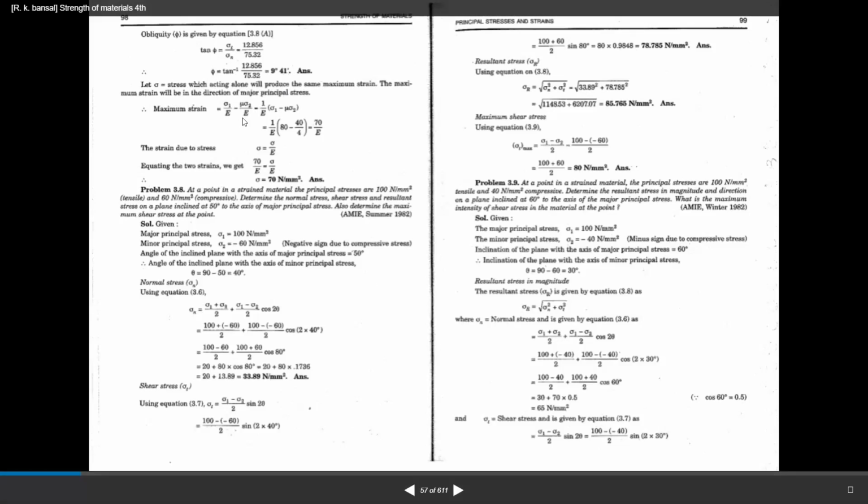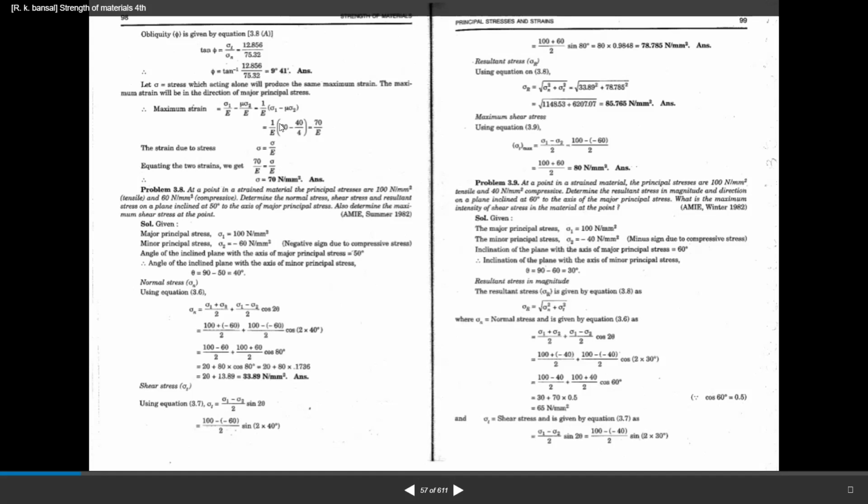sigma 1 by E minus mu sigma 1 by E minus, 1 by E, sigma 1 minus mu sigma 2. This is the strain will be calculated, the maximum strain, the major maximum strain we calculated using this formula. You know the mu is nothing but Poisson's ratio. To substitute the value 1 by 4, the strain due to stress, finally got the formula equating the two strains, we get sigma equal to 70 Newton per mm square.